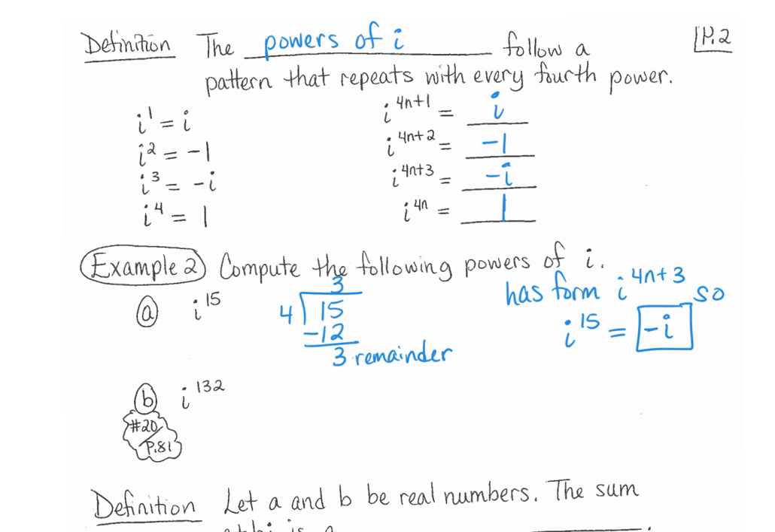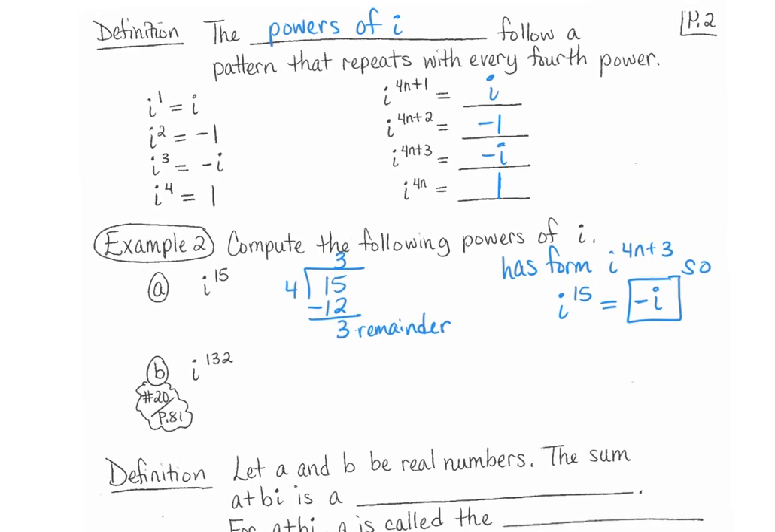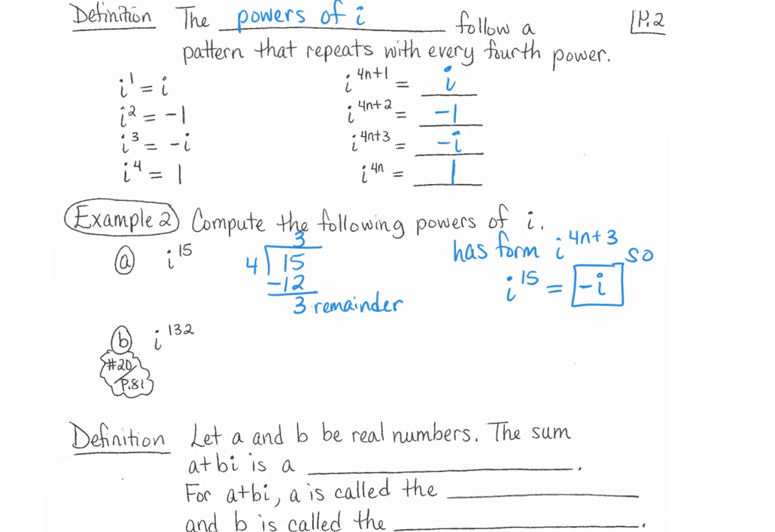Try B. You have I raised to the 132. Compute that. Compute I raised to the 132. I'll give you a minute. You can discuss it with your neighbors. Go for it.